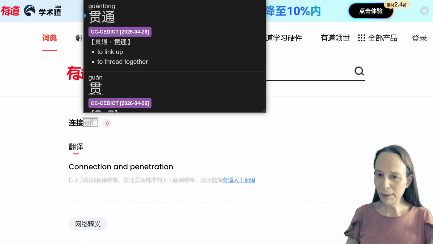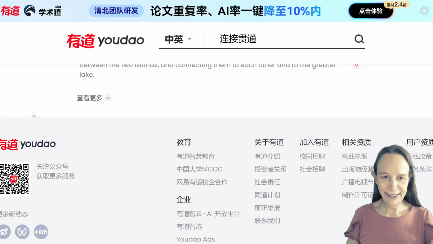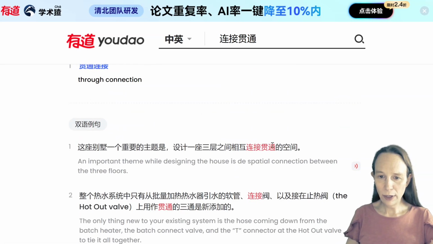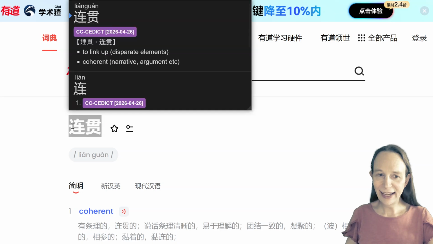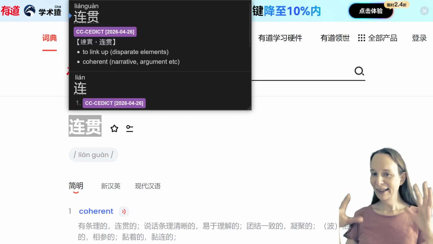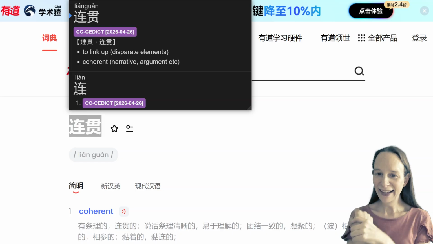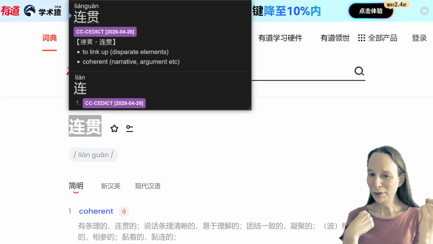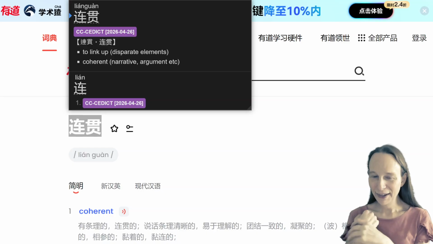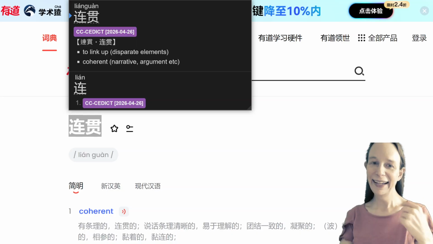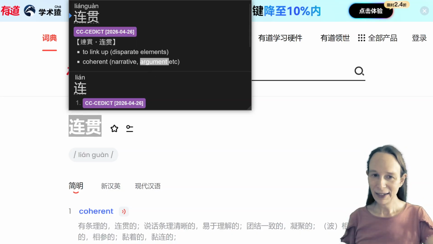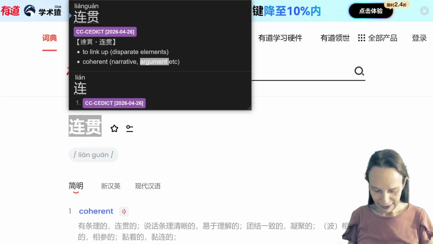All right, so it's a little bit different to consistent, isn't it? 连接贯通的空间. All right, so 连贯 threaded together. So this is like a story that's consistent. It's not like, I don't know, he likes red and the next day he likes blue. It's like he likes red and he still likes red the next day kind of thing, I guess. An argument, so there's no kind of self-contradictions, I guess. 连贯.